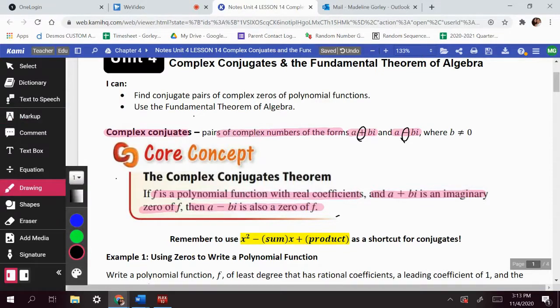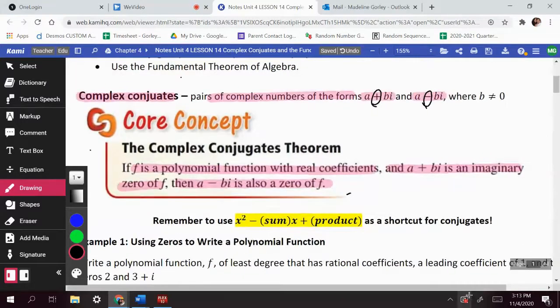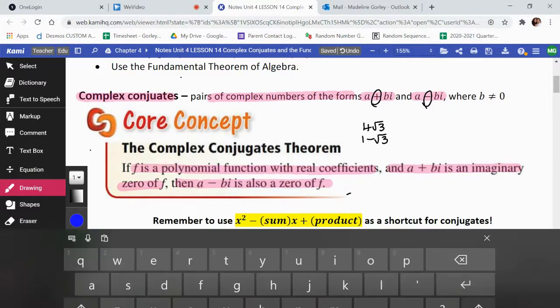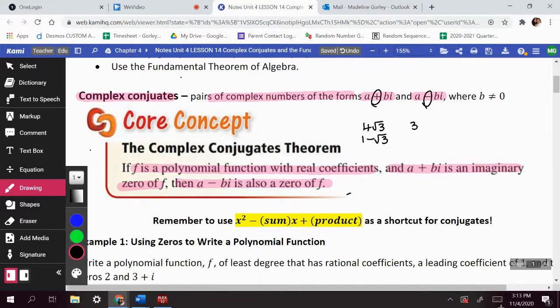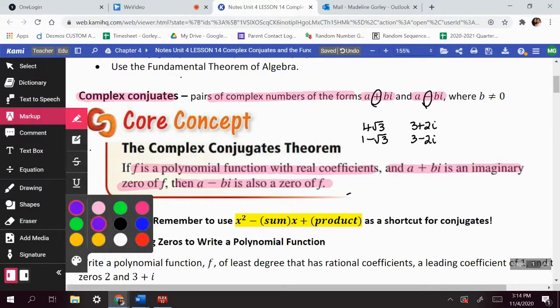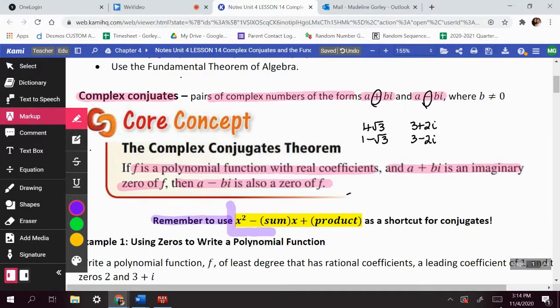This is really similar to what we did in the last note example, right? Like we talked about irrational conjugates, right? If 1 plus root 3 was a zero, then 1 minus root 3 had to be a zero. Now we're just doing the same thing with imaginary numbers. So if 3 plus 2i is a root or a zero, then 3 minus 2i has to be a root or a zero. It says down here, remember to use this rule, x squared opposite sum x plus product, as a shortcut anytime you see a conjugate.